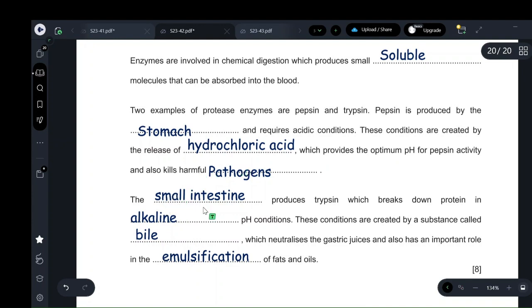The small intestine produces trypsin, which breaks down proteins in alkaline pH. This condition is created by a substance called bile. Why did I choose bile here? Because it neutralizes the gastric juice, and also has an important role in the emulsification of fats and oils. I cannot say sodium hydrogen carbonate, although it gives an alkaline pH, because sodium hydrogen carbonate is not used in emulsification. So here I said bile neutralizes the juice and causes emulsification of fats.